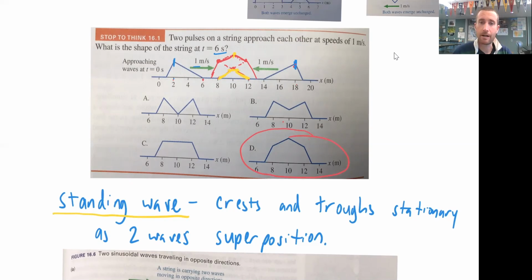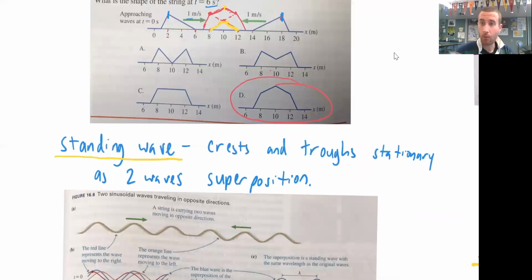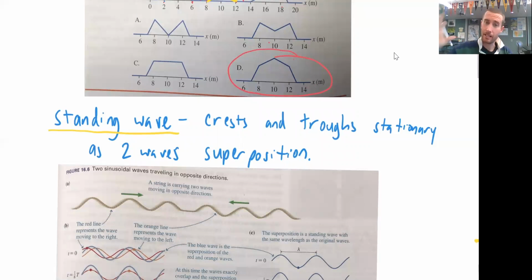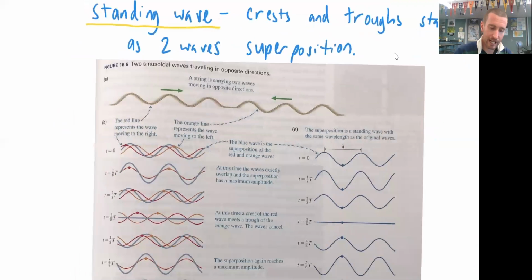And D is centered around 10, and it goes vertically. It has my 2 high points on the ends, but then a higher point where the middles have added together. Okay, so when I have waves that are consistent, I can create a standing wave. A standing wave is where the crests and troughs are stationary in the same places as the 2 waves have superposition with each other.